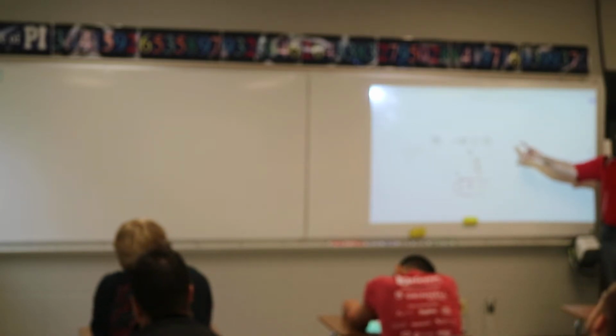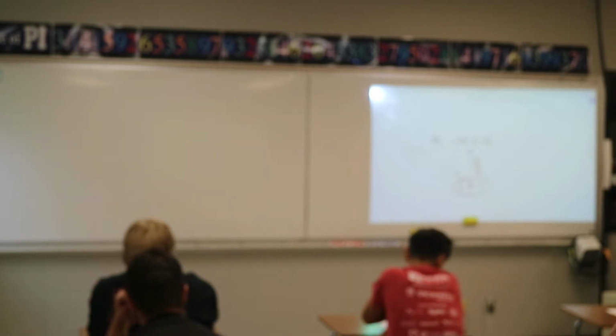Next one. Now we're multiplying. When you multiply, the two negative signs cancel each other out. So it ends up being positive. It ends up being a positive 90.